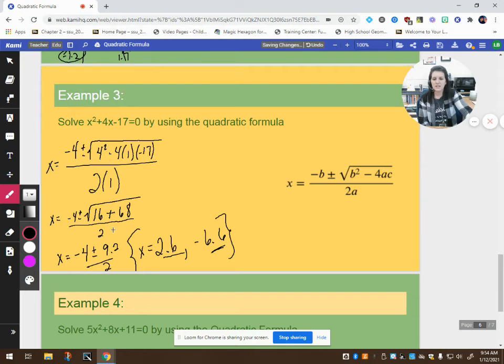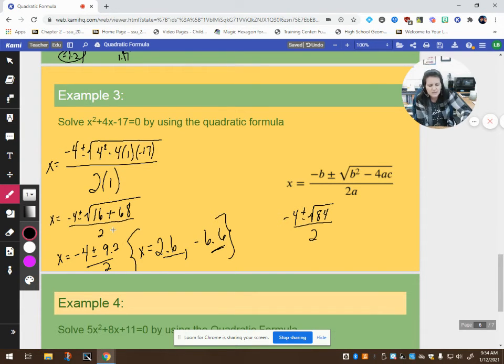We could go back up here to this step right here and say, okay, we've got negative 4 plus or minus, this was the square root of 84, I believe. Let me double check that. 16 plus 68 is 84, yes. Okay, so I don't know about you, but I like exact answers.